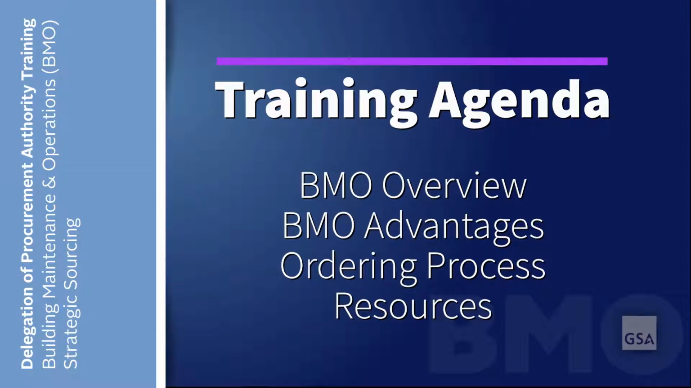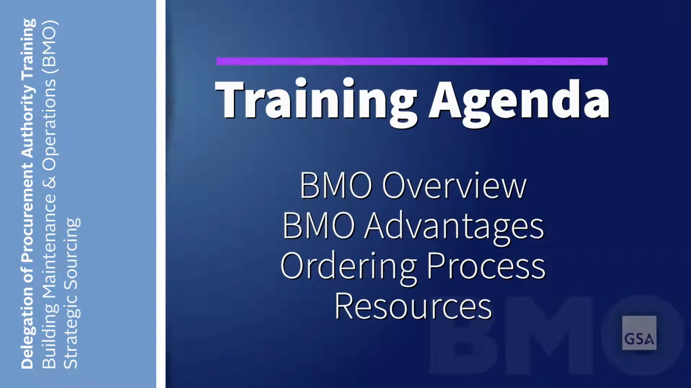In video 1, we provided a high-level overview of the BMO program and also pointed out some key advantages of utilizing the BMO IDIQ. In video 2, we began taking a detailed look at the 6 broad phases of the ordering process. This included a deep dive into the first 2 phases, acquisition planning and defining the requirements and developing the solicitation. In this final video, we will wrap up the final 4 phases of the ordering process and leave you with a variety of resources that you can utilize moving forward.